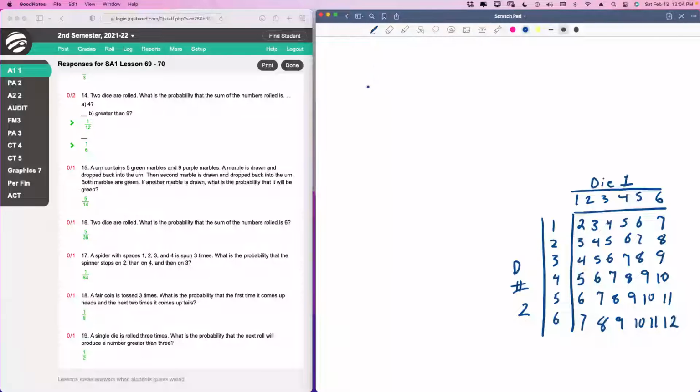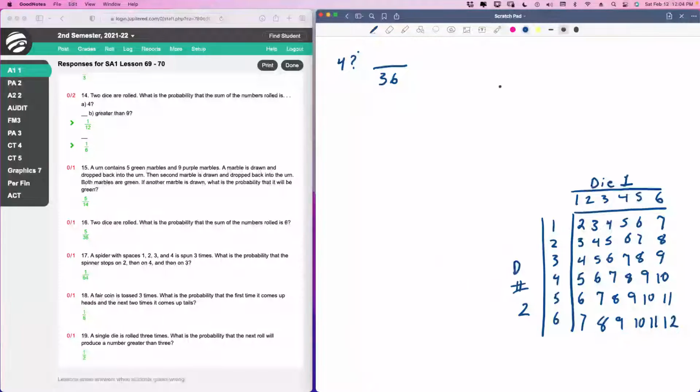So now let's look at our problem. 2 dice are rolled. What is the probability that the sum of the numbers is 4? So for 4, we look. We know we have 36 possible outcomes. You could count them, or you could say 6 times 6 is 36. So we have 36 possible outcomes.